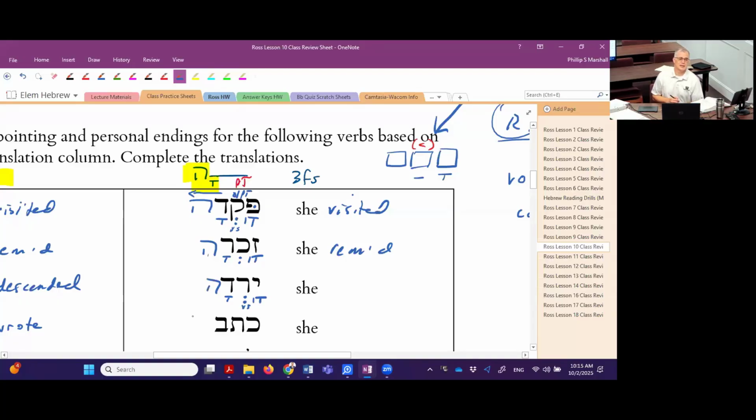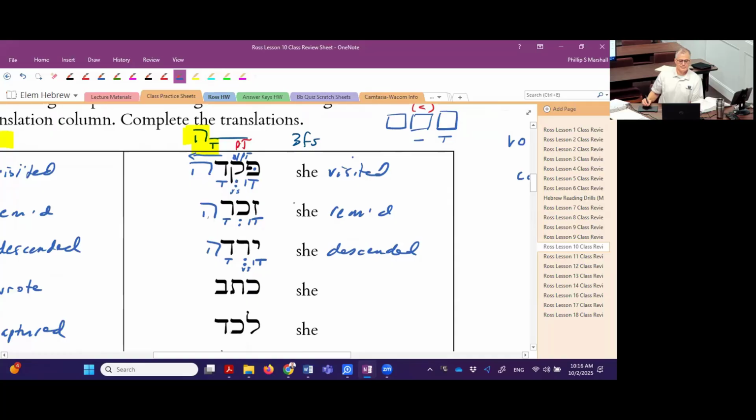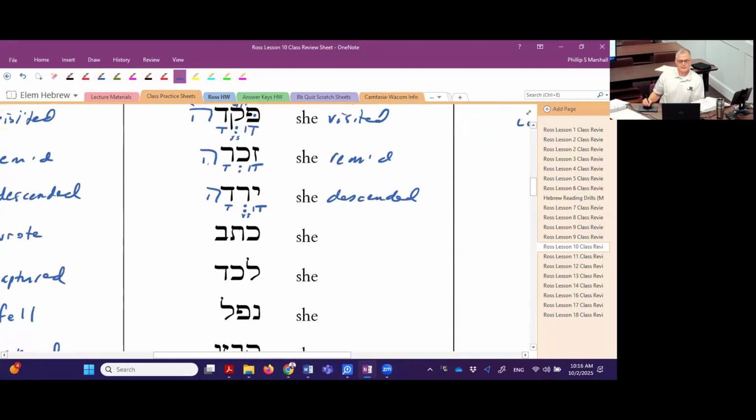Yarada. What does yarada mean? She descended. Okay. Everybody good with that? She descended. Yarada. All right. What's the verb katav mean? Wrote. Yep, to write. So in the perfect here, typically past, wrote. So we want to say she wrote, if it's pakada, zachara, yarada. What would katav become?